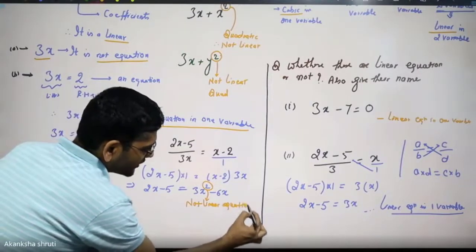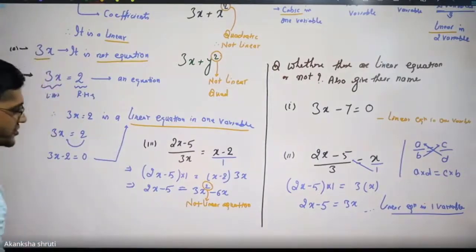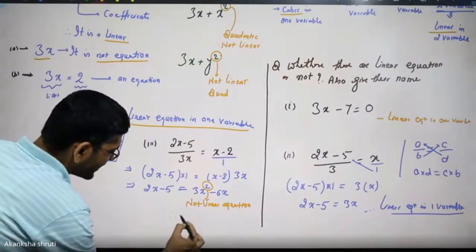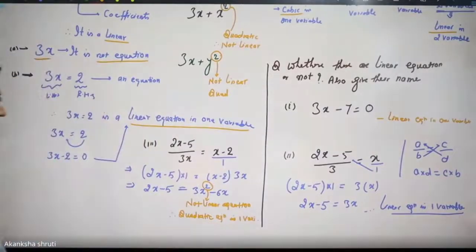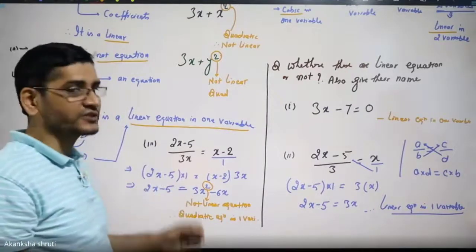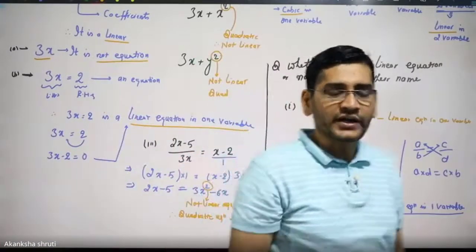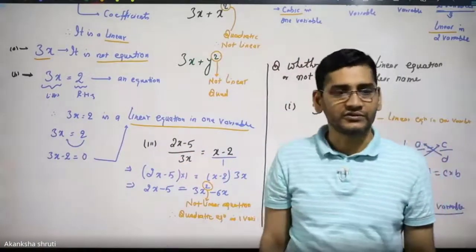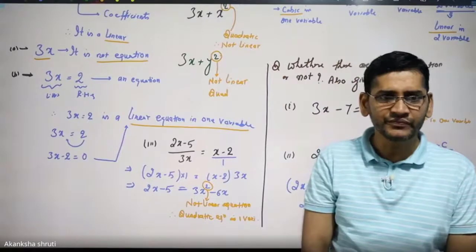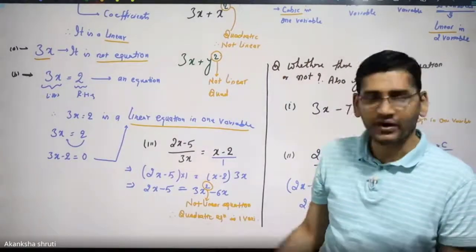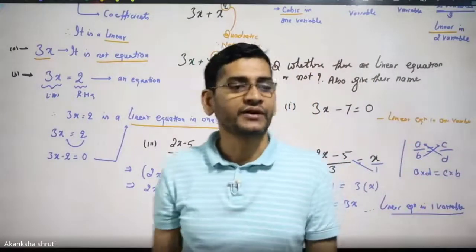So this way we can quickly identify whether the equation is linear or not. Which kind of equation? It is a quadratic in one variable. Okay, student? So this way we can quickly identify. Whatever we have learned to identify whether the given expression or equation is linear or not, that much we have learned till now. Now our next part is to find the value of this unknown. So how to solve this linear equation in one variable.